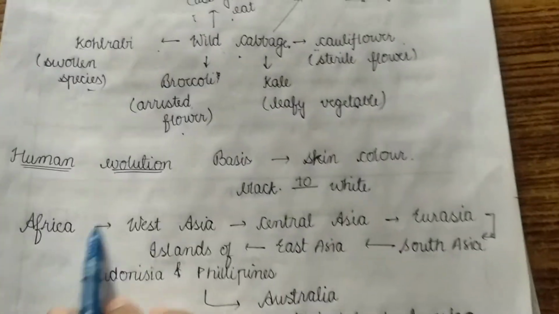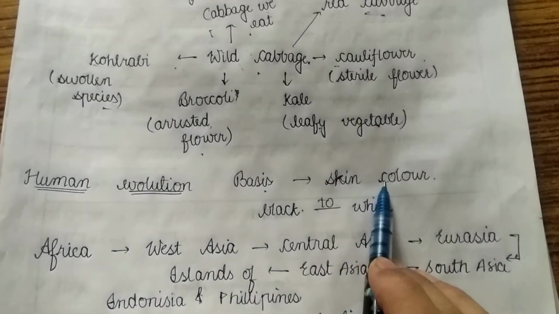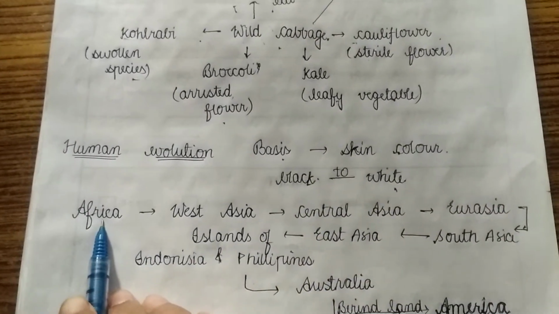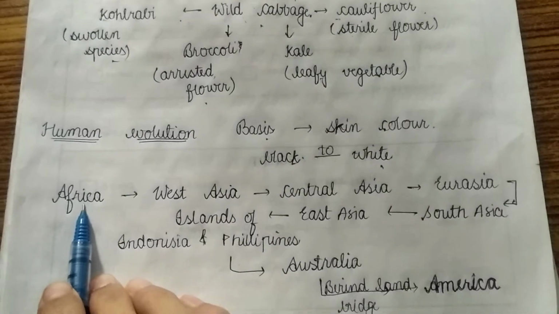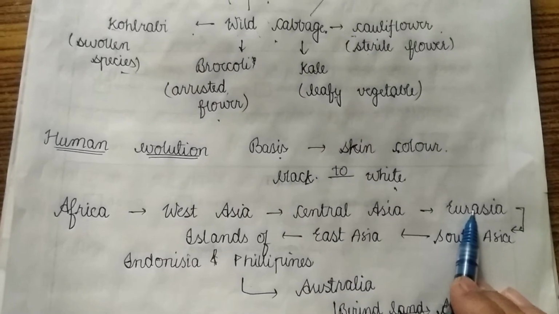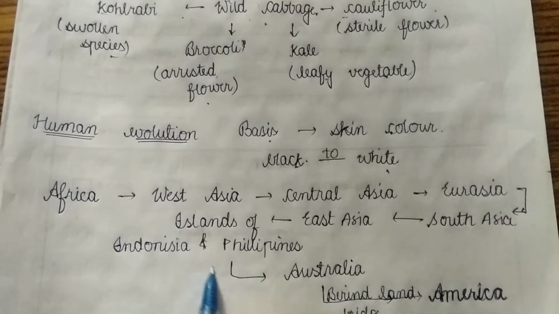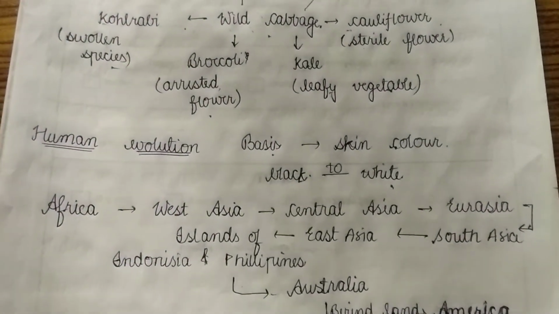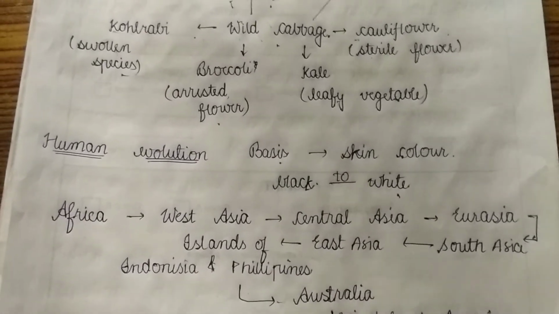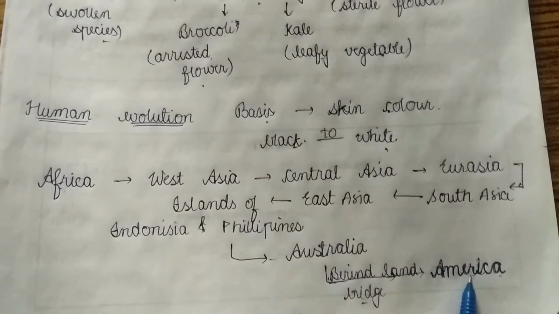Now we will see human evolution. The basis of human evolution is skin color. This is given in our book, from black to white. The people firstly belong to Africa, so they are black. Then they came to West Asia, Central Asia, and from Central Asia they went to Eurasia, then South Asia, then East Asia, then the islands of Philippines and Indonesia, and from there they went to Australia, and at last they reached a destination, that is America, through the Beringia land bridge. And we can see that at present also Africa has black people while America has white people. This is the reason.